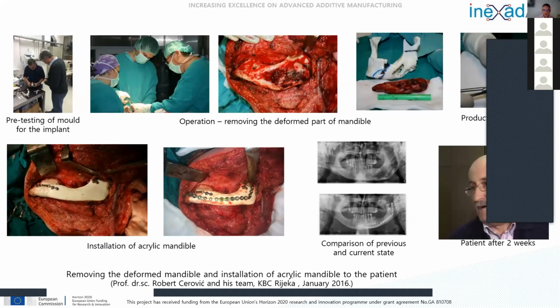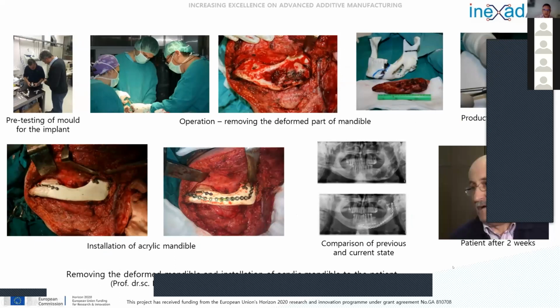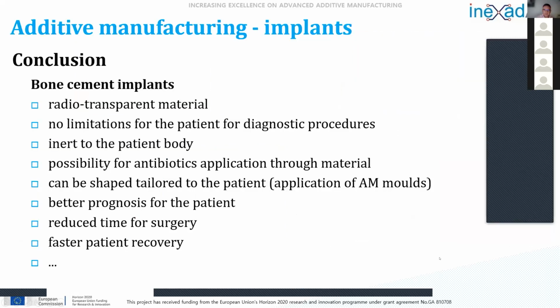So the surgery was performed in January 2016, and you can see here the results after the surgery. A few remarks about bone cement implants, because you also have the opportunity to use titanium implants. What are the advantages of this material? First of all, this material has been in use since the 40s of the last century, so there are almost 70 years of application.